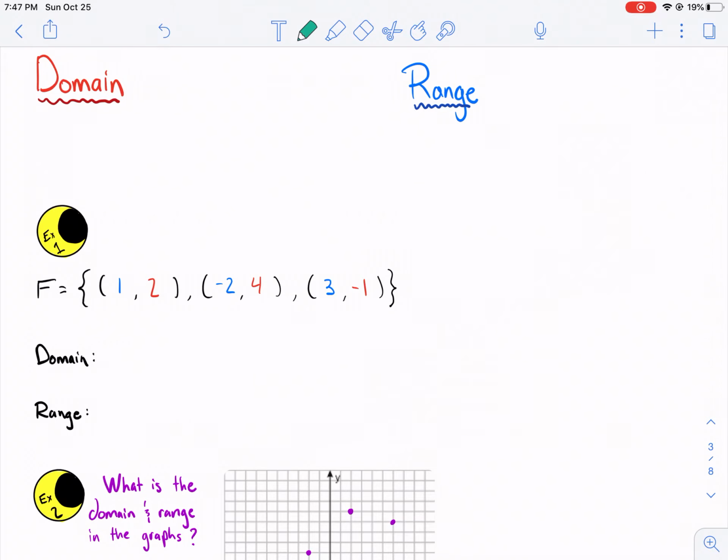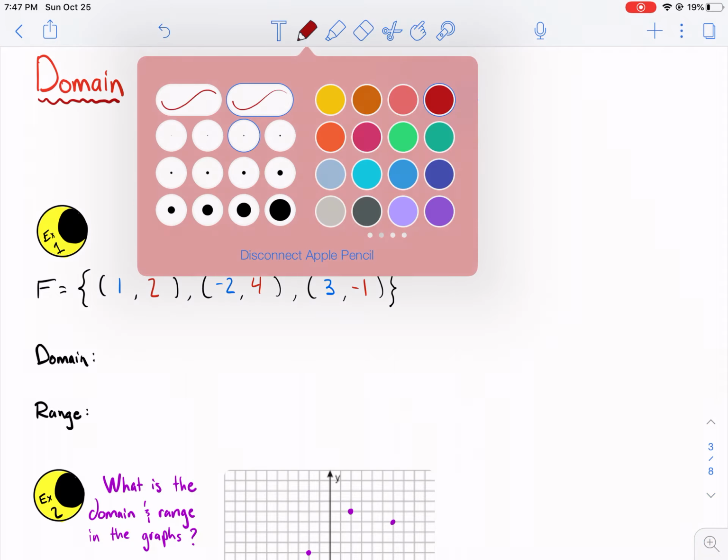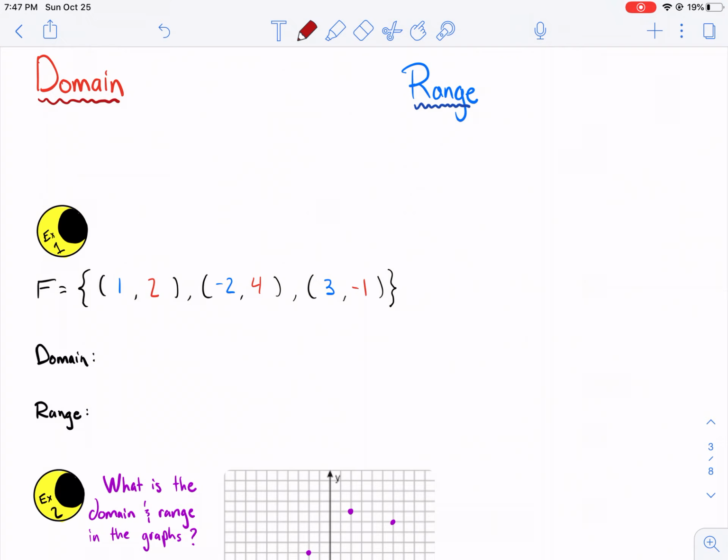Welcome back, everybody, to section 2.5. This is part 2. We're talking about domain and range. Domain and range is kind of like the Achilles heel of a lot of students. It's really not that bad, though.